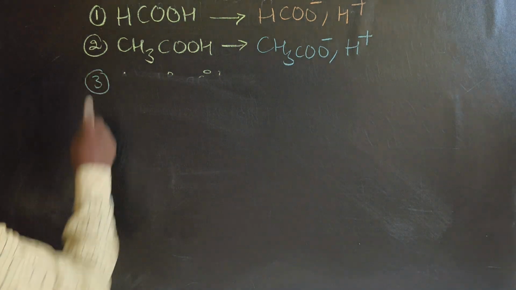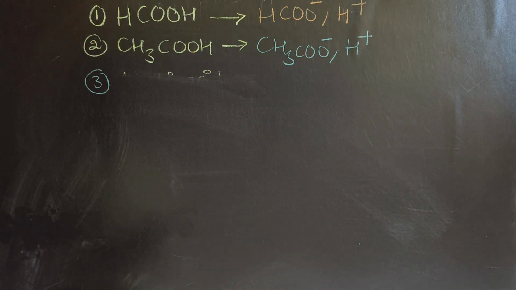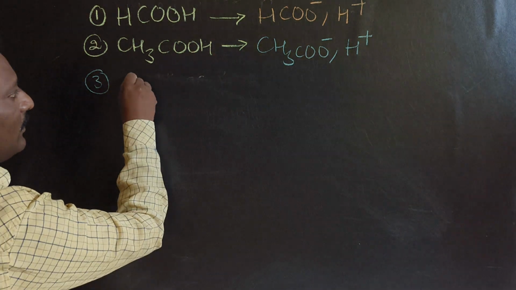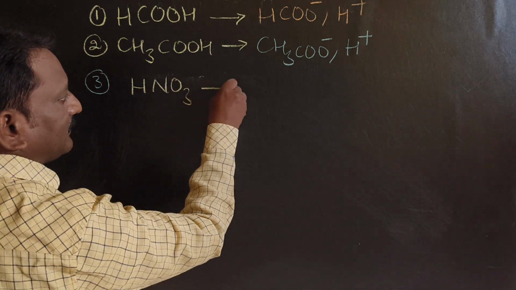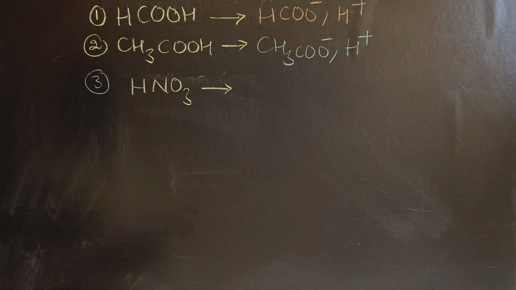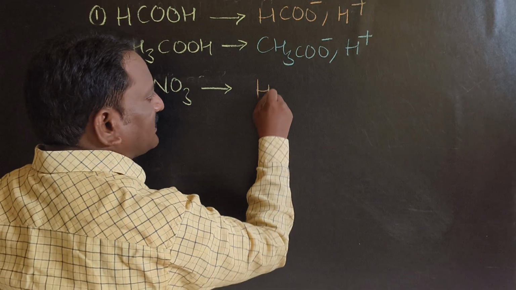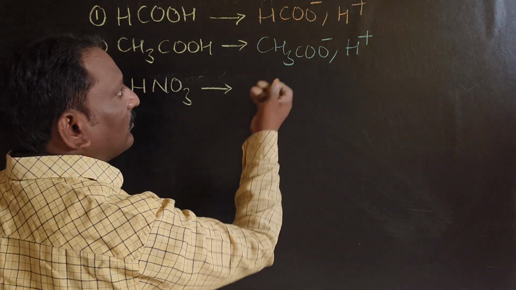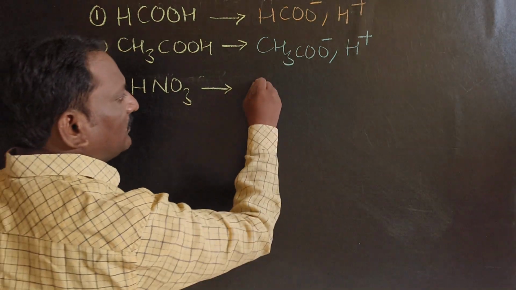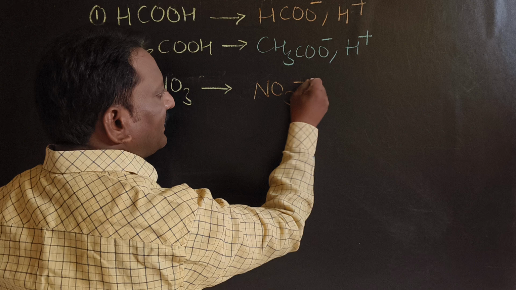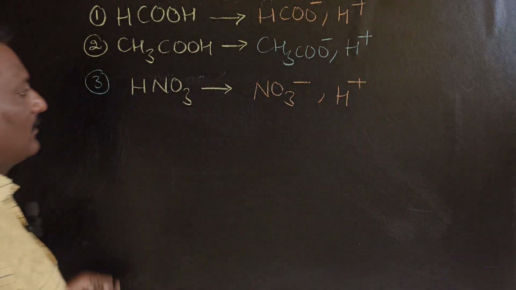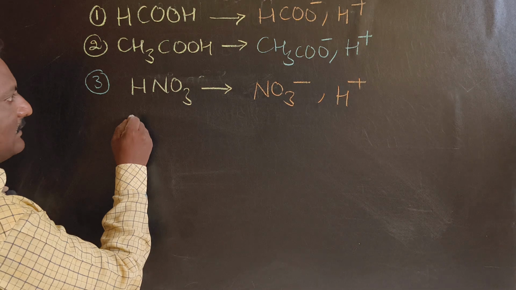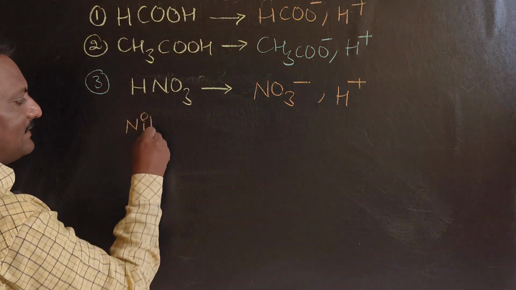Third one is nitric acid, HNO3. It is split up into H plus. Let us write the negative charge first: NO3 minus, the nitrate ion, along with the H plus ion. So this is called nitric acid.